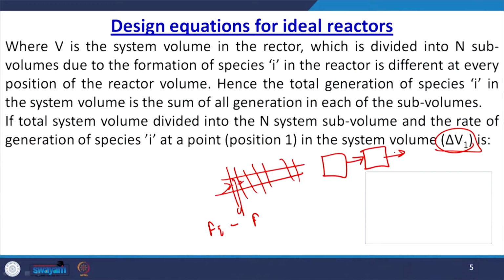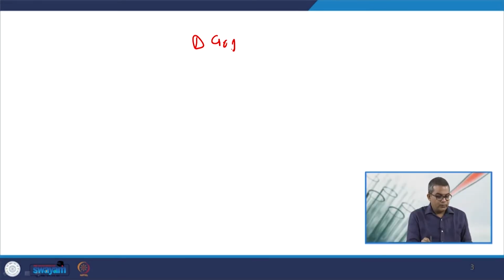So if we consider that the total volume is divided into n different sub-volumes, the rate of generation of species I at any point of time or any position 1 is sometimes referred to as delta V1. So this can be represented as delta Gi1.